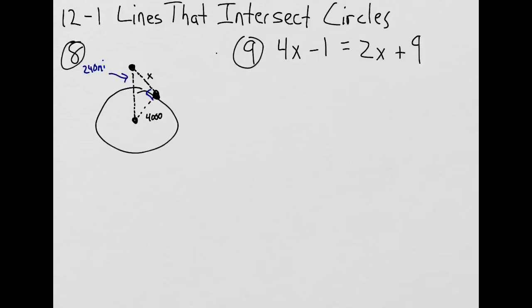I just wanted to go over quickly a couple of the homework problems from 12-1, lines that intersect circles. The whole first half of this particular section is mainly just vocabulary, and I think those are pretty straightforward. You're going to need to know what a chord, a secant, and a tangent are, and how to find points of tangency. But I think you can get that from reading the text and the Khan Academy video that I asked you to watch. If you have any questions, feel free to ask me.